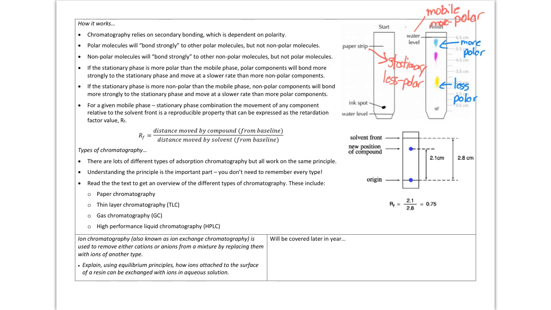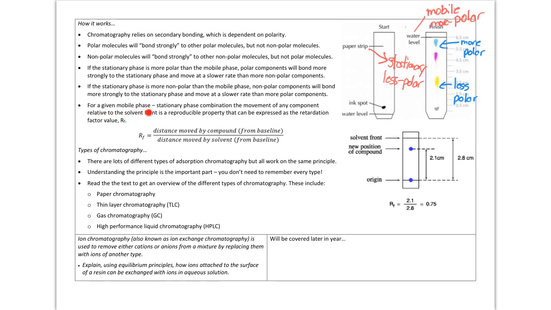So how do we quantify this? And this is what this diagram here looks at. We're looking at how far a dot has moved here, and we've got how far the solvent front's moved. We measure those distances, divide them by each other, and we get what is called the retardation factor. It's a cool sounding name.